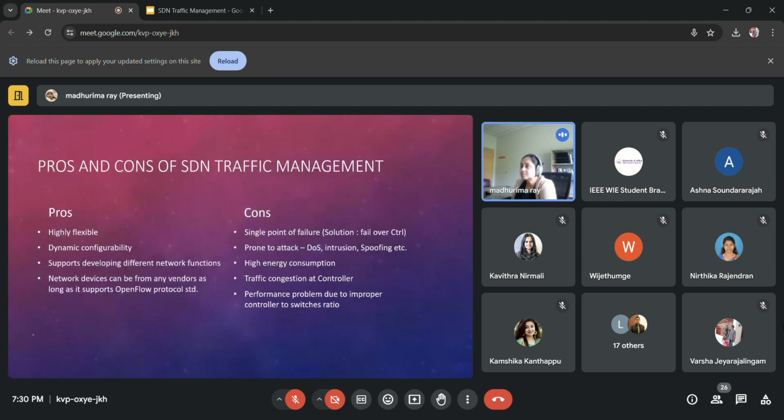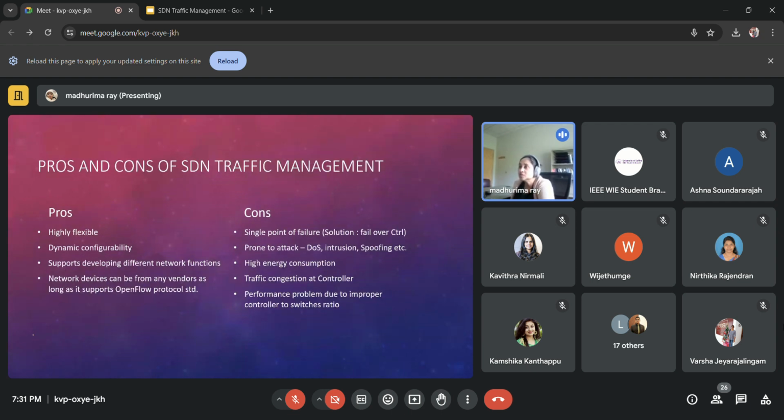Okay, so what are the pros and cons of traffic management in the SDN? Definitely, we have already talked about it being highly flexible in terms of architecture, and the extensibility is very good. Dynamic configurability: if there is something new that comes to the network, the controller can take care of that very well without causing any problem. It supports developing different network functions. There is something called network function virtualization. So it's very easy to run those functionalities on top of the controller.